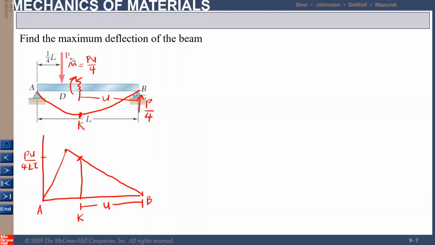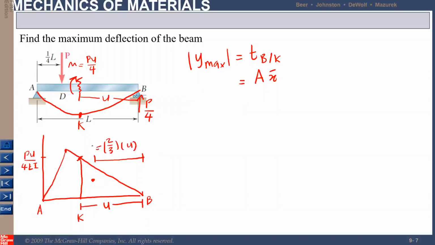Since we already determined the value of U just now, now we can calculate the value of Y max. The value of Y max is equal to t of B from K, in reference to K. And this is just A times X bar, in which our X bar is situated here. So it is 2 over 3 U. This is our X bar.